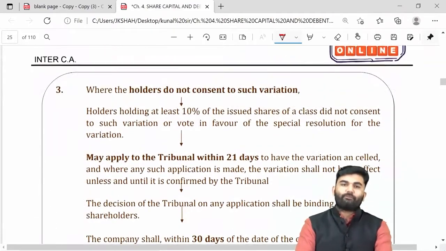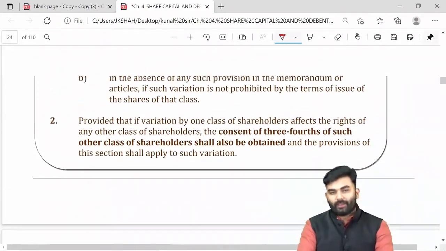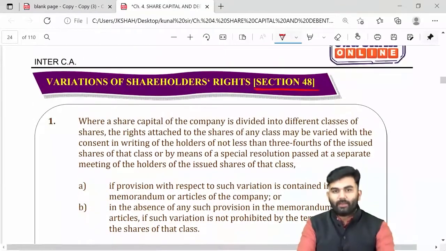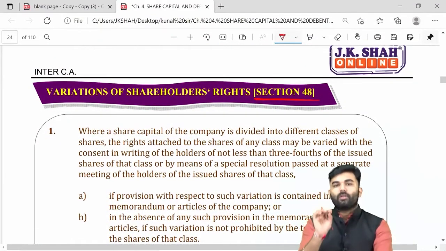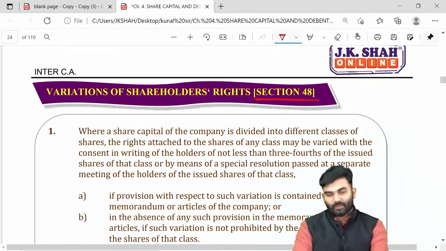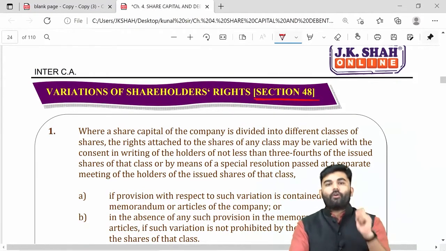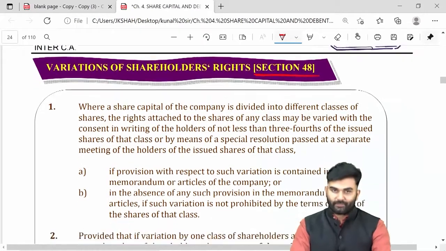What is section number 48 trying to convey? Section number 48 talks about variation of shareholders' rights.